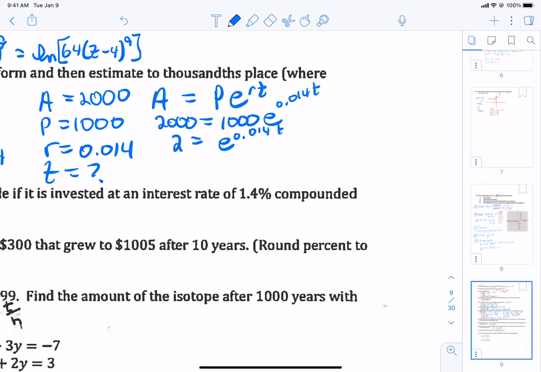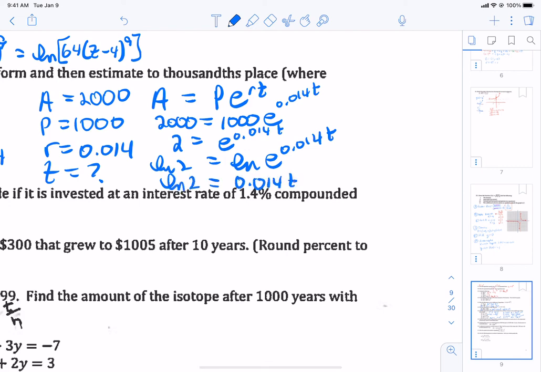And then what's going to get rid of an e? But a natural log. So let's stick a natural log on, which is great because that's going to cancel. So we get the natural log of 2 is 0.014t. So t is going to be the natural log of 2 divided by 0.014.